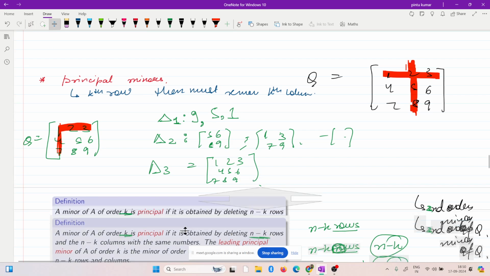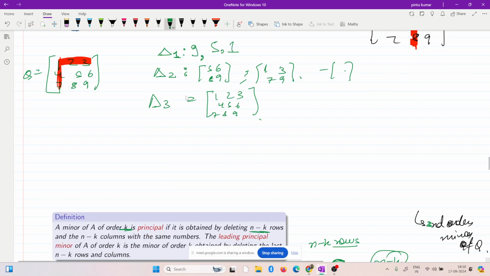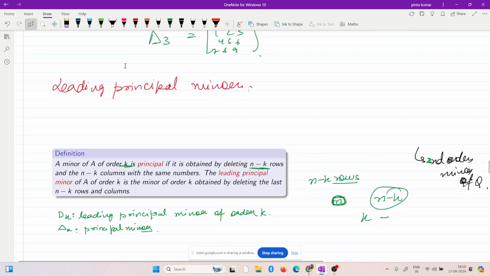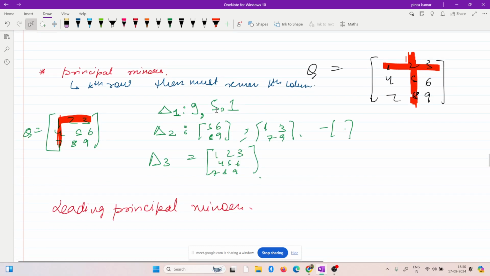I'll use a slight abuse of notation. Now there is also something called the leading principal minor. This is slightly different from what is done in the course. So what is the leading principal minor? As per the definition, the leading principal minor of a matrix A of order k is a minor of order k obtained by deleting the last n minus k rows and columns. So this deletion of rows and columns that we were doing has to be done from the last. You will delete the last rows and last columns.